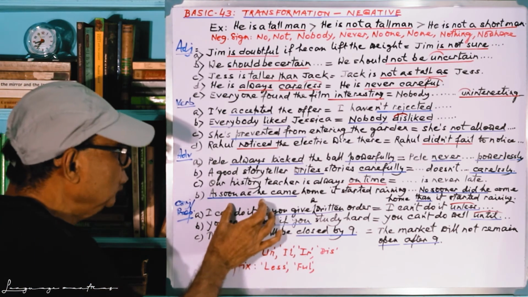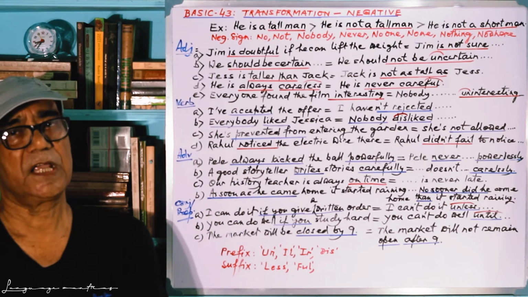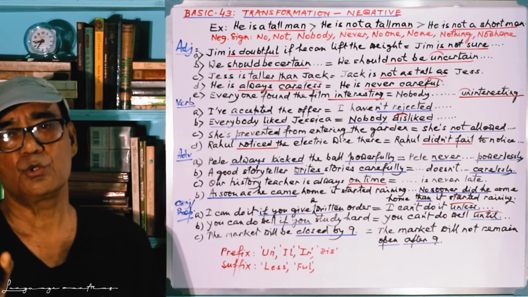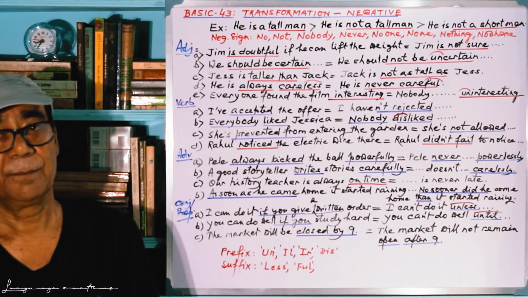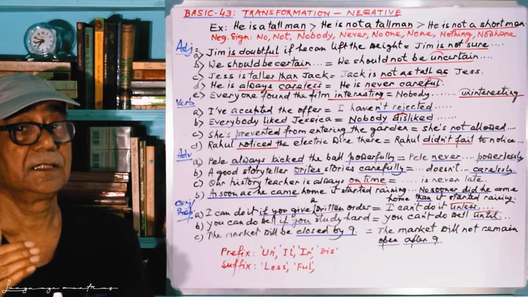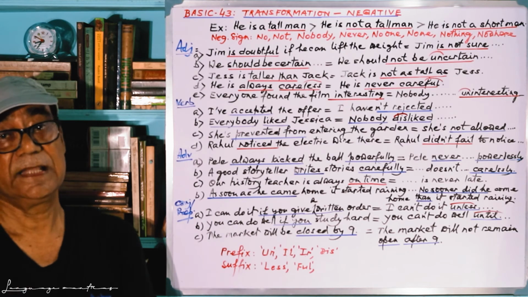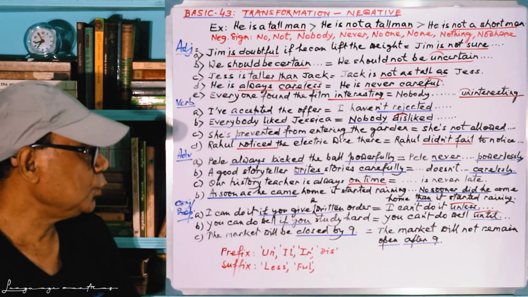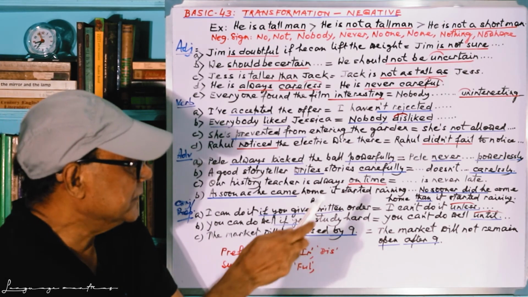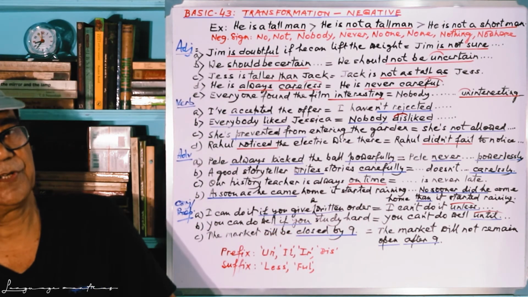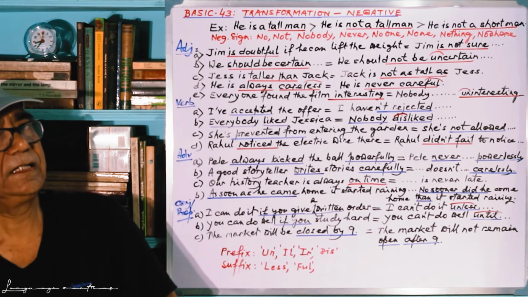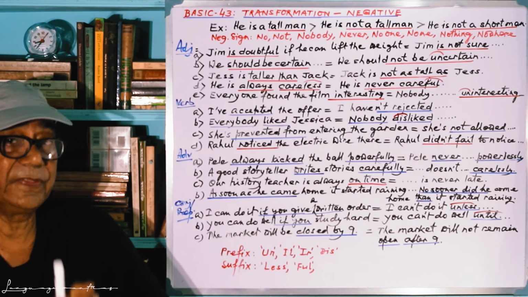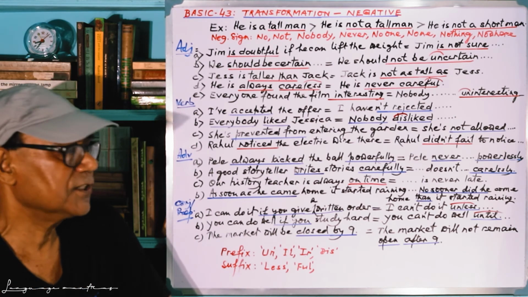Whenever you have as soon as, if you want to change it into negative, remember this as a formula. No sooner than will come there. But no sooner, then the first action, then the second action. See the example. No sooner did he come home. Did will come first. No sooner did he come home than it started raining.